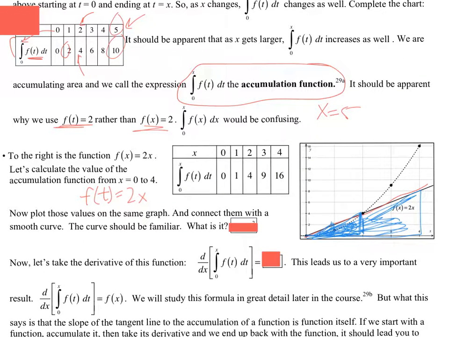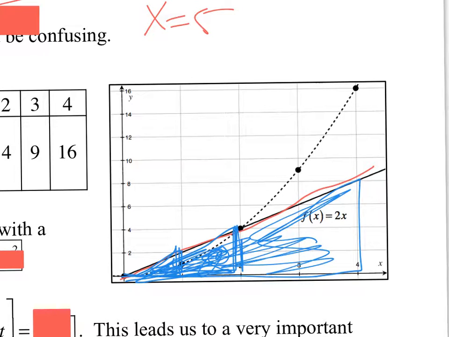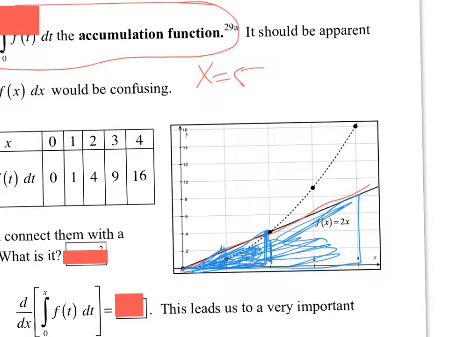So if we plot those values on the same graph, which is what was there that you can't see, let me go ahead and show you. If we have x equals 0 and y equals 0, x equals 1, y equals 1, and so on and so forth. Okay, 0, 0, 1, 1, 2, 4, 3, 9, 4, 16. And plot that right there.